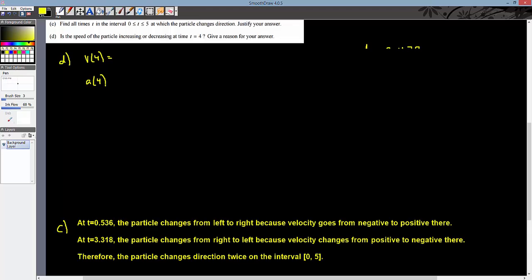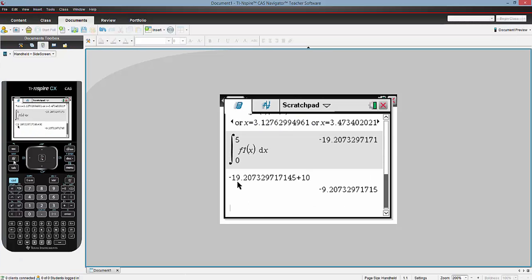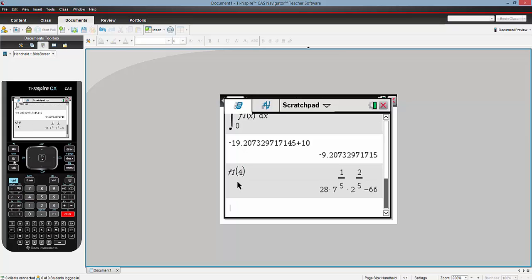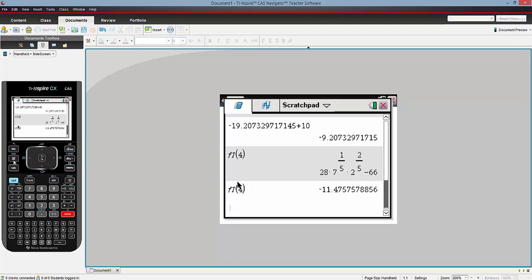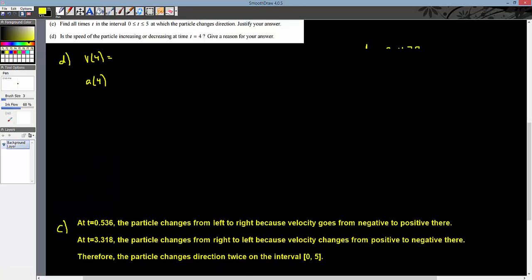So I want to look at the velocity at 4, and I want to look at the acceleration at 4. Well, velocity at 4 can be found pretty easily in our calculator. So I can go ahead and find f1 of 4, and that's going to equal that number, which is kind of crazy. It's a negative number. So we can go back and say that velocity at time equals 4 is equal to negative 11.476. We'll round to 3 decimal places.